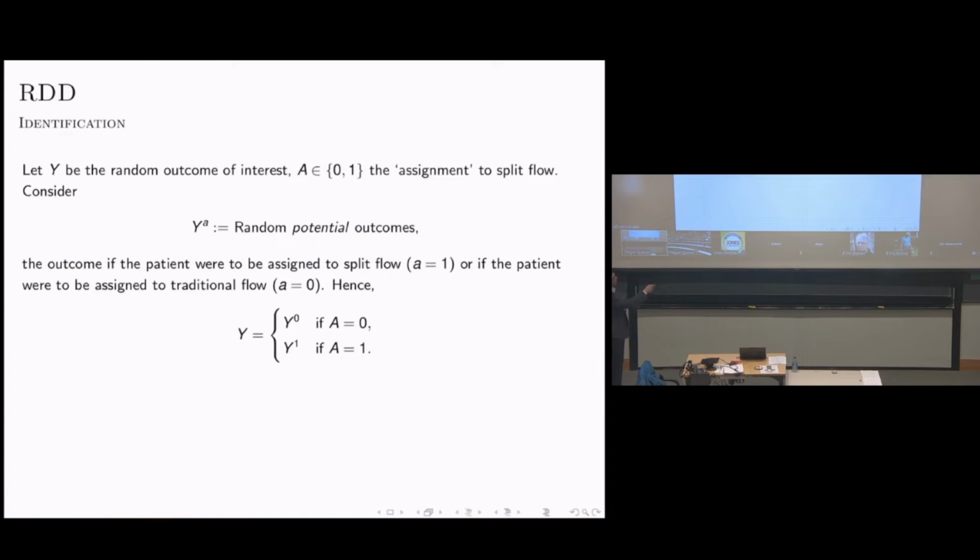So first, the random outcome is going to equal the random potential outcome if the intervention assignment capital A matches the corresponding intervention. So if the treatment assignment is no split flow, so A equals zero, then the outcome of interest equals the random potential outcome Y superscript zero, and it's going to be the same when A equals one.